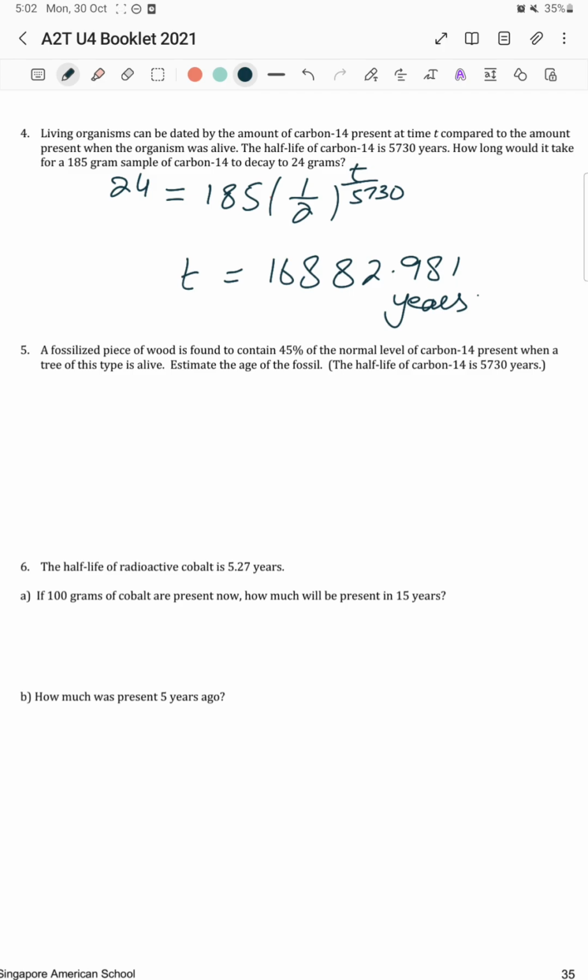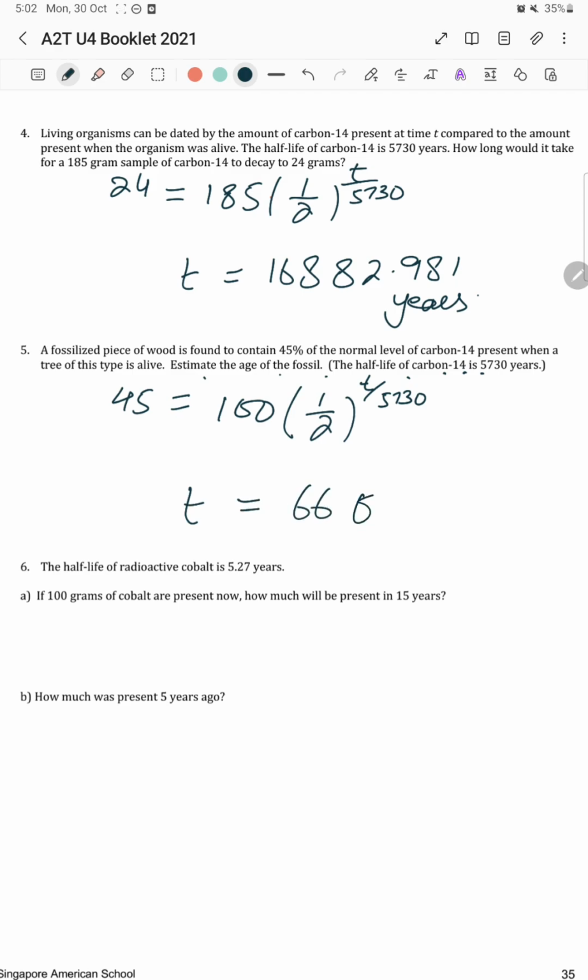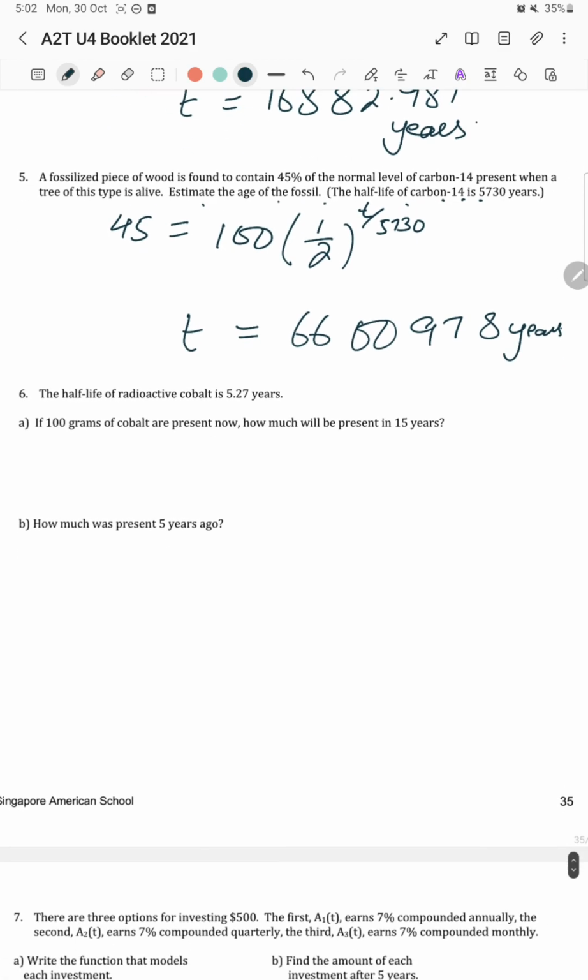A fossilized piece of wood is found to contain 45% of the normal level of carbon-14 present when a tree of this type is alive. Estimate the age of the fossil. The half-life of carbon-14 is 5730 years. Okay. So 45 is equal to 100(1/2)^(T/5730). So T will be equal to 6600.97. I hope you can do the calculations now as we're in the remaining portion.